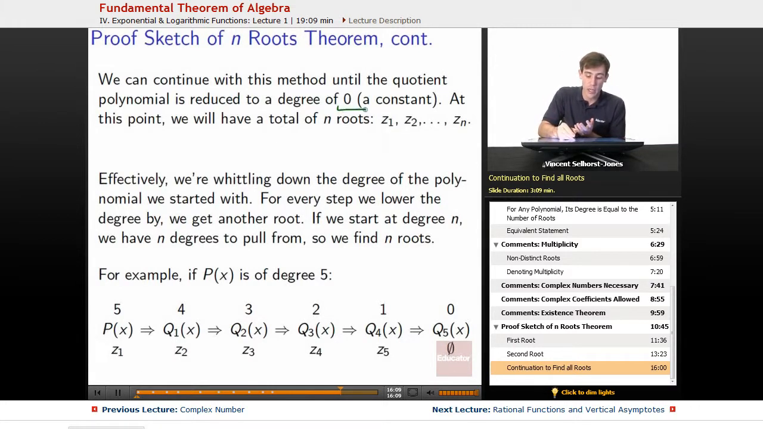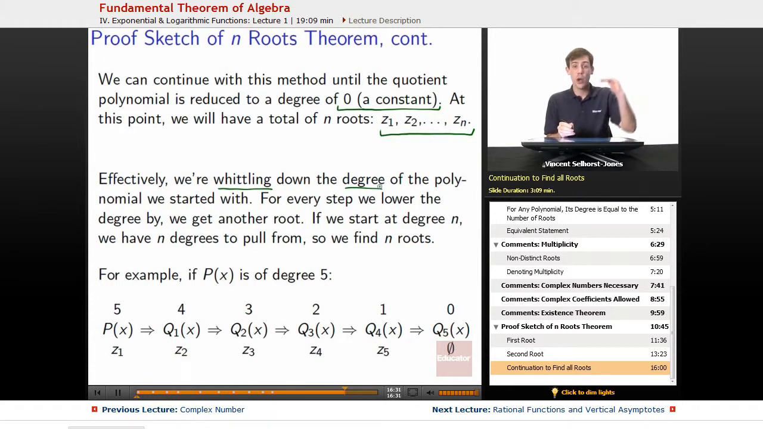We'll be stuck at degree 0. At this point, we'll have a total of n roots because we'll have pulled out one root each time we take a step down, and so we'll take n steps down. We'll have managed to pull out z1, z2, all the way up until zn. Effectively, what we're doing is we're whittling down the degree of the polynomial we started with. So we're whittling down the degree.